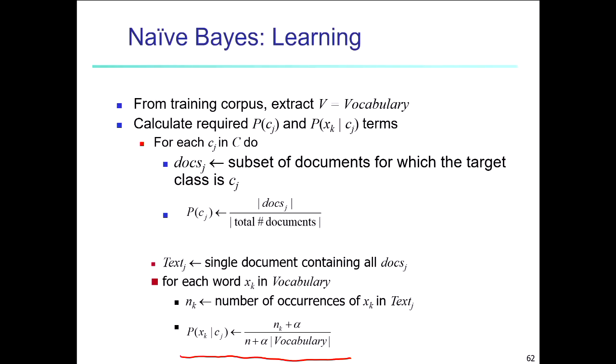Sorry, all the documents in docs j, because we have a Cj here. So if there are only two classes, you need to construct two texts. Text 1 with class label C1 and text 2 with class label C2. And this alpha is for smoothing. If we use add-one smoothing, then alpha equals 1. If we use other values, you need to change the alpha.